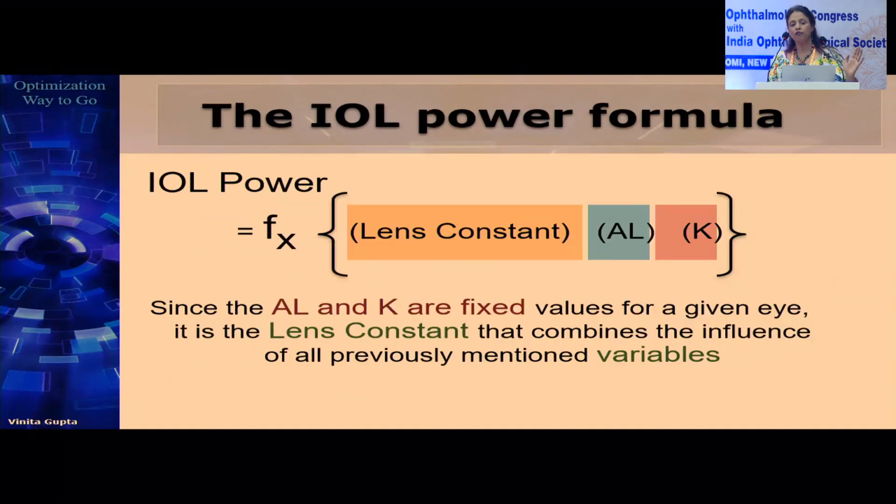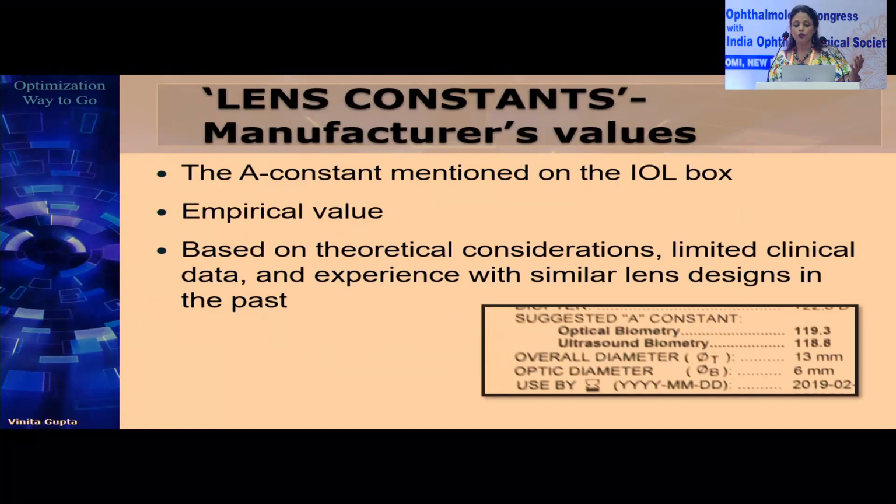So the IOL formula, if we take the simplest form, we all know lens constant, axial length and keratometry are the 3 important factors. And these lens constants given by the manufacturers have multiple variables included in them. The A constant, which we all know is mentioned on the IOL box, is an empirical value provided by the manufacturers of the lens. This has been based on certain theoretical considerations with limited clinical data and experience with similar lens designs in the past. This is how the manufacturers have derived it.